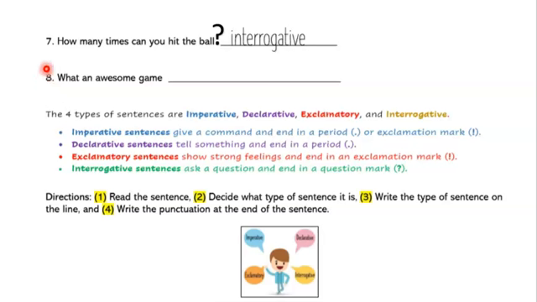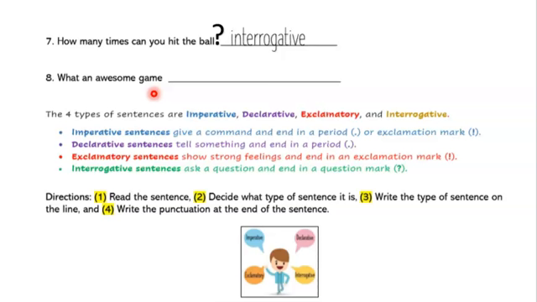All right, so now we are on our last question. Number 8 says, we got to read it together. What an awesome game. Now, I don't know about you, but the game we just played was pretty awesome. So if you think about that game or any other game that you really, really like, how would you say this sentence? Yeah, good job. What an awesome game, right?